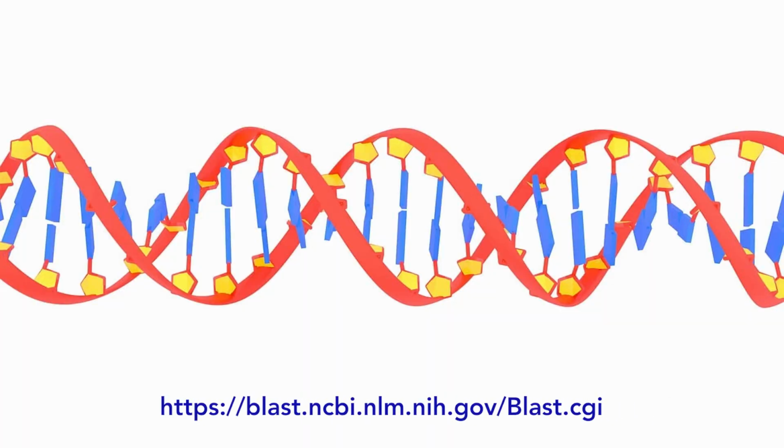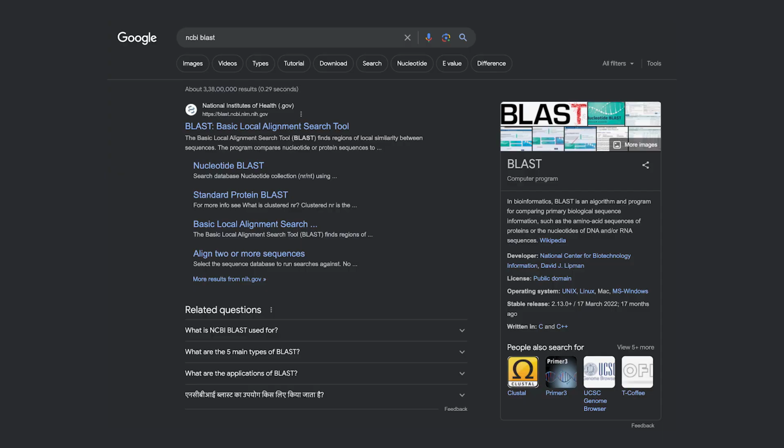Either you can type the URL of BLAST, that is https://blast.ncbi.nlm.nih.gov/blast.cgi, and if you do not know the URL, you can just search in a search engine such as Google or Bing for NCBI BLAST. It will open the first page of BLAST, and then click on BLAST. A portal of BLAST will open.